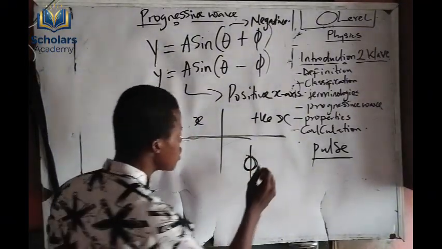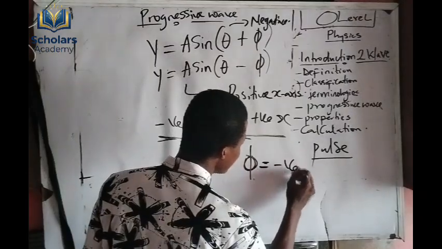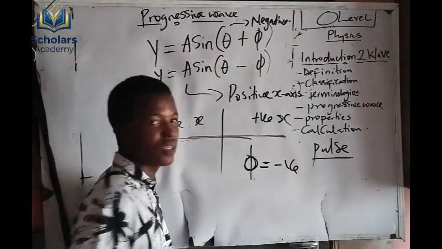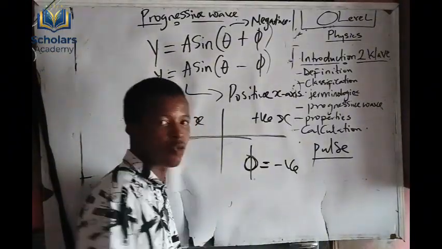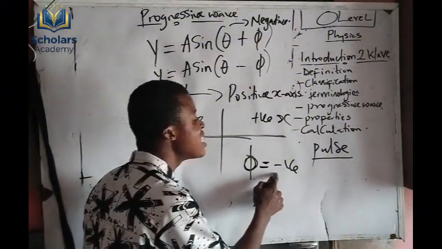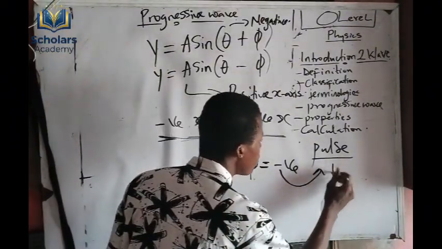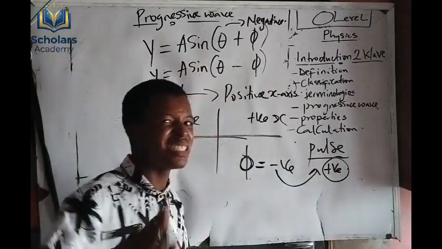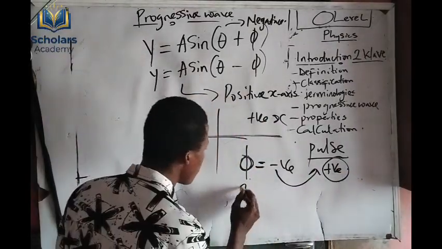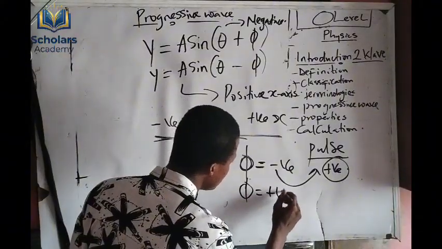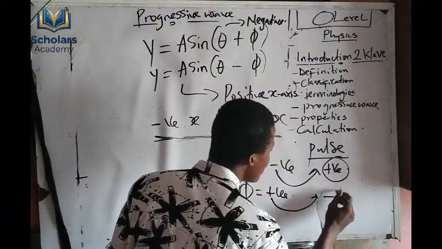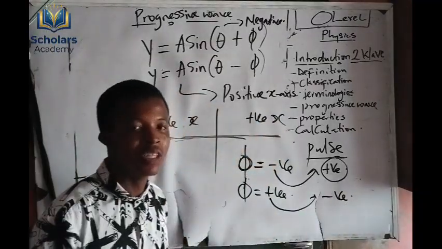Look at it. If your phi is negative, it means that the wave is starting from negative, because you know that this is your phase angle. It means that the wave starts from negative going to where? Positive. That kind of wave will be on the positive x-axis. But if your phi is positive, that means that the wave starts from positive and moves to where? Negative. That kind of wave will be on the negative axis.